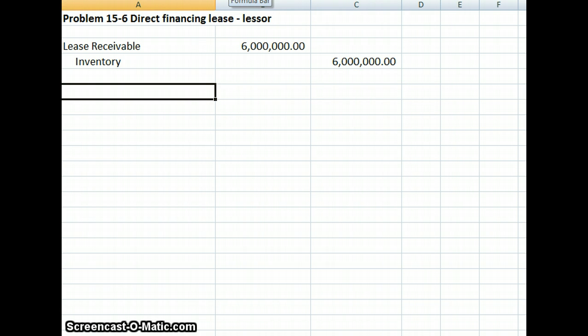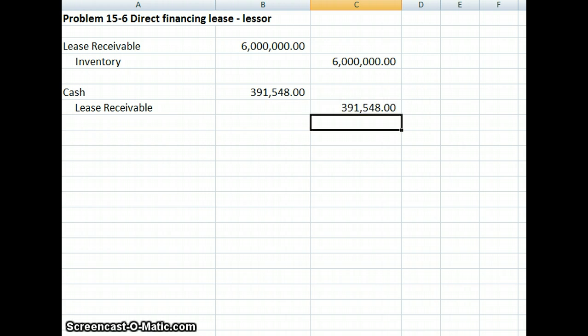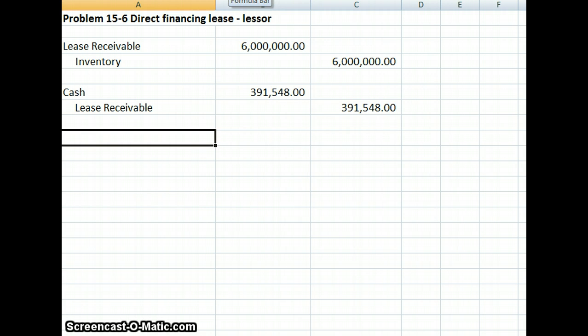We want to record then that first payment that they make, which was due upon receipt of the equipment. So as a lessor, we're going to increase our cash by the lease payment of $391,548. We are also going to credit our lease receivable for the entire balance of $391,548, because there's no interest charges. It's the first payment due, and there's been no time passed, so no interest charges.